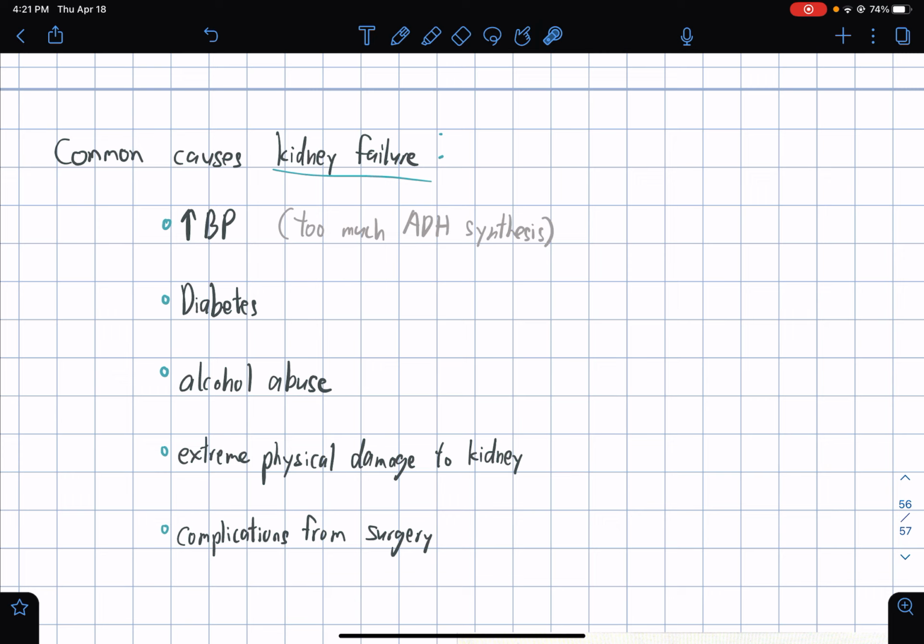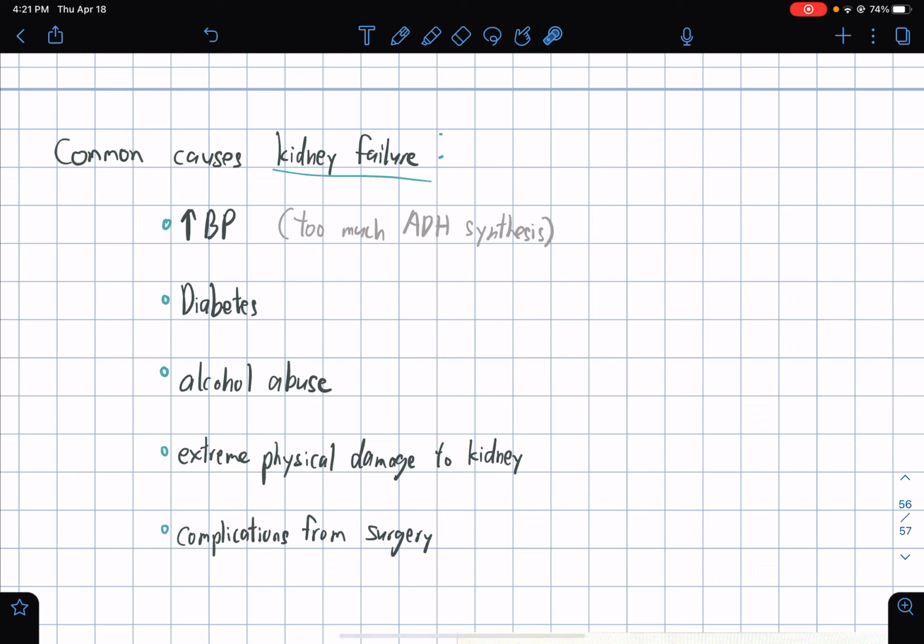In general, in life, it's ideal to have things in moderation, especially that includes hormones basically. And ADH, if it's too much or too little, it's dangerous. So higher blood pressure is synonymous to having too much ADH.